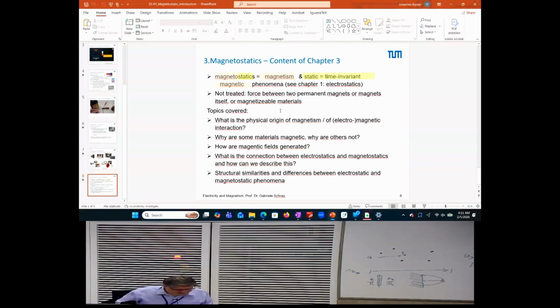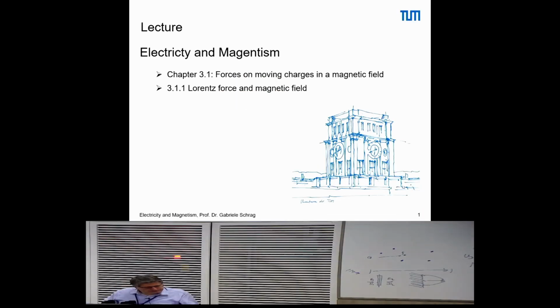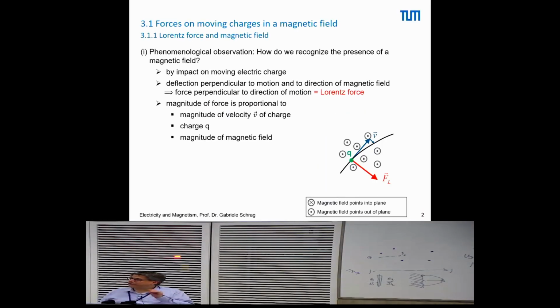So these are the introductory slides, and I've uploaded those for you too. And I have some more slides here on the first section already, because now we want to look into the interaction of moving charge and magnetism. And that means I want to look into the Lorentz force. So we have forces on moving charges in the magnetic field.